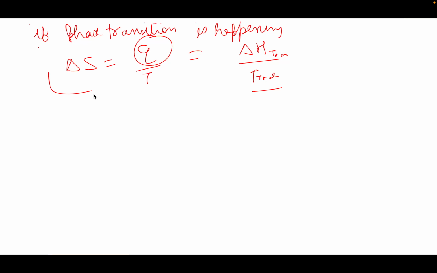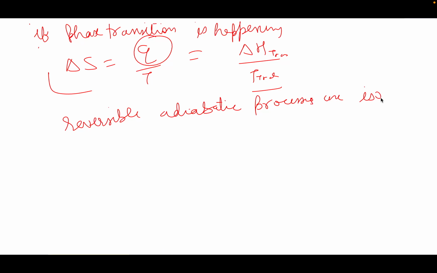And we know that reversible adiabatic processes are isoentropic because dq is 0. So we know that q is 0, then this delta S is equal to 0. Since this is 0, then this is also 0.